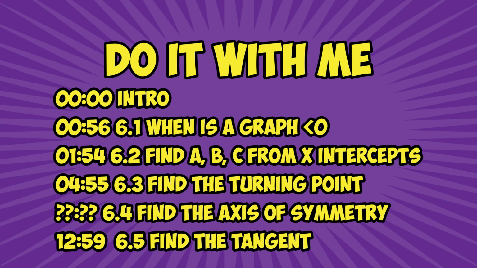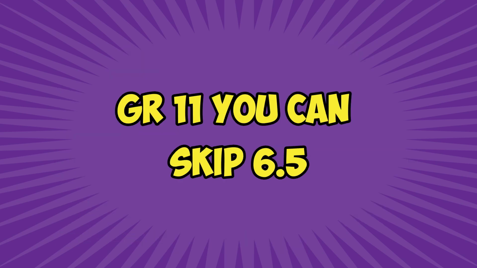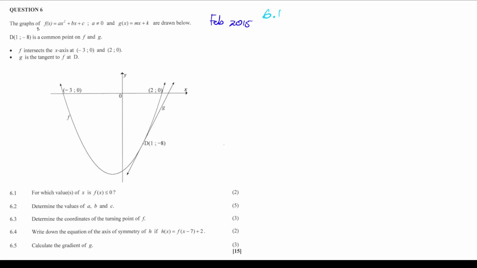I will say there's one question that's only for matric, but for the rest, grade 11s can also do this. They give us the graphs of f of x and g of x, and they give us no info except that a is a happy face. They say D is a common point for f and g. f intersects the x-axis at -3 and 0 and 2 and 0. Okay, so there and there. g is the tangent of f at D. That's important for the matrics.